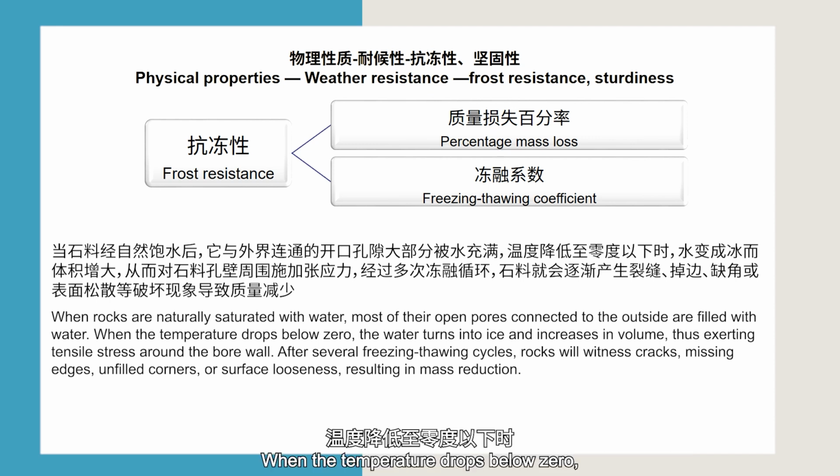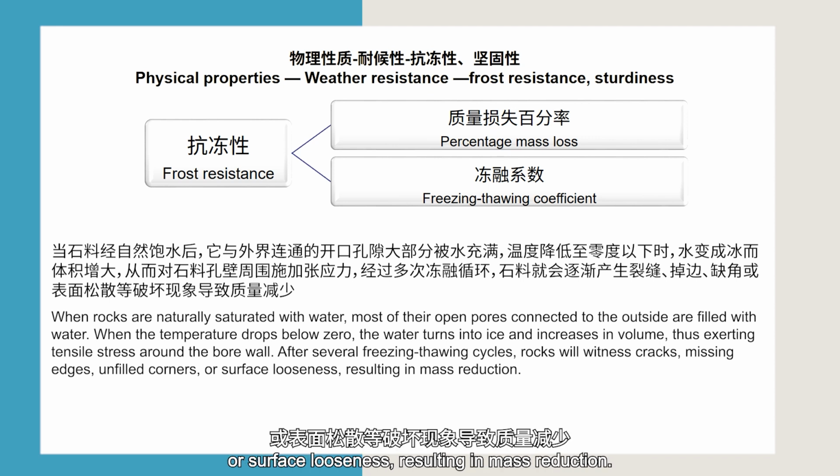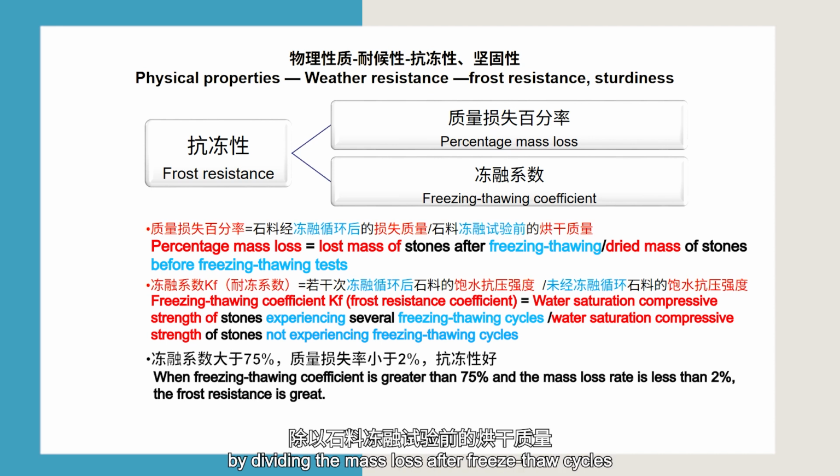When the temperature drops below zero, the water turns into ice and increases in volume, thus exerting tensile stress around the bore wall. After several freeze-thaw cycles, rocks will witness cracks, missing edges, unfilled corners, or surface looseness, resulting in mass reduction. Therefore, the mass loss percentage is obtained by dividing the mass loss after freeze-thaw cycles by the drying mass before freeze-thaw tests.